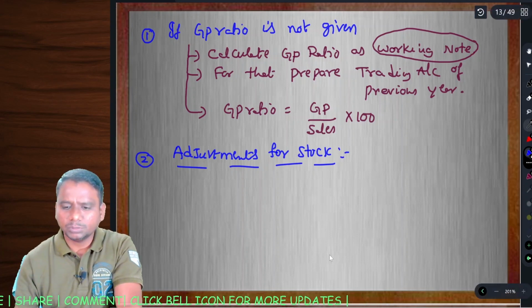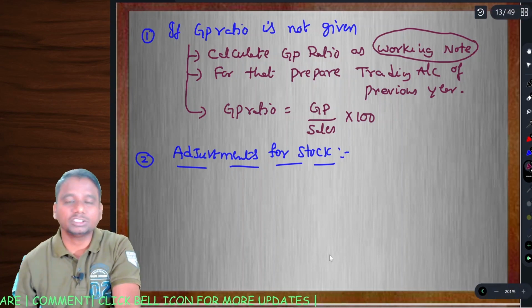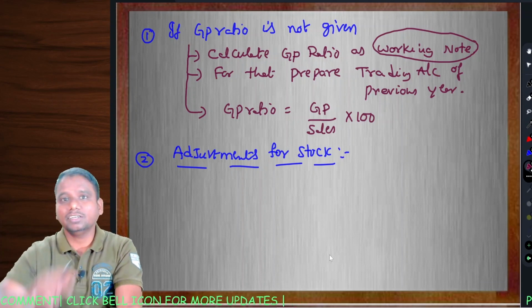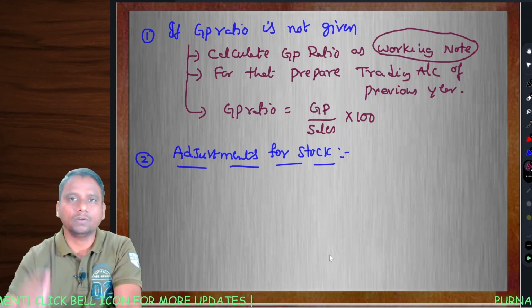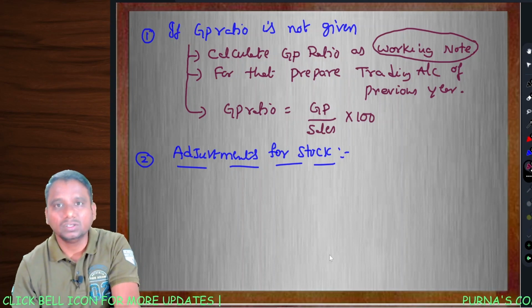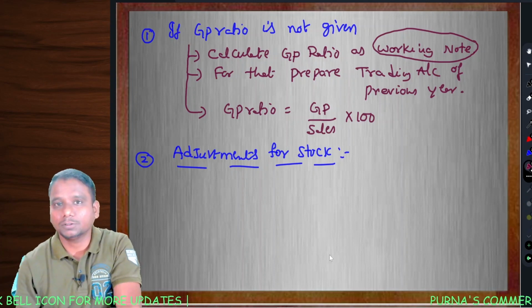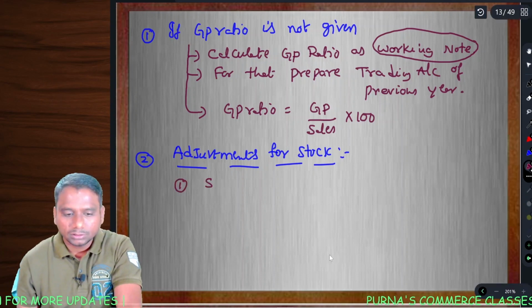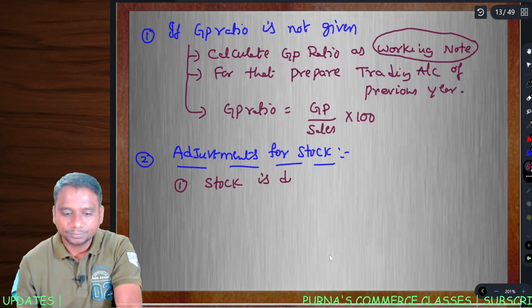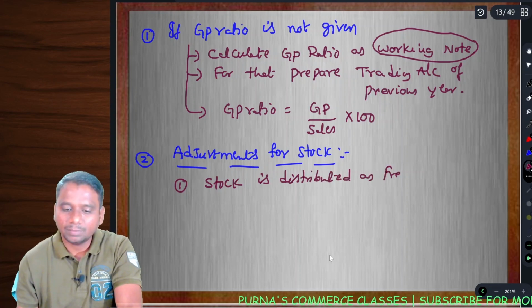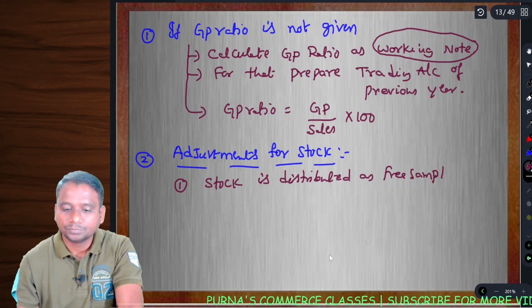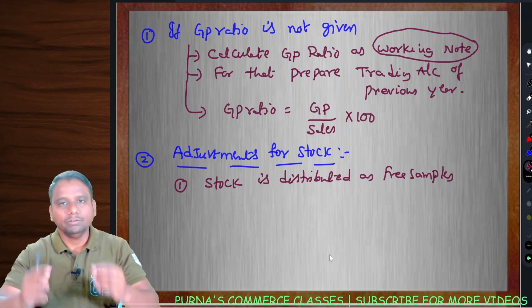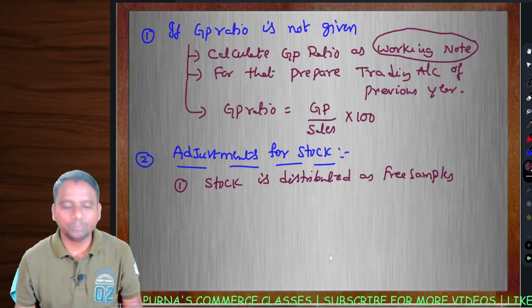Sir, what are the adjustments for stock, sir? There are so many adjustments for stock. In the final accounts, when you prepared final accounts of sole proprietorship at the CA Foundation level, we have seen so many adjustments for closing stock. What is that? Tell me. Stock is distributed as free samples. See, during this period of 5 months, we may distribute some stock as free samples.